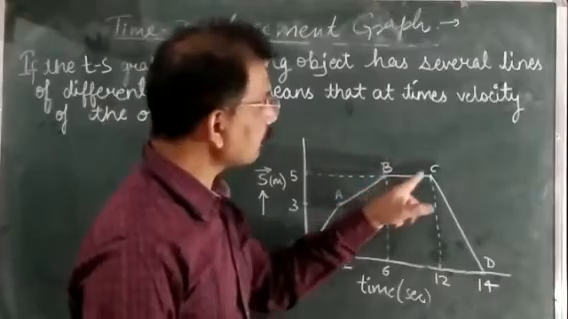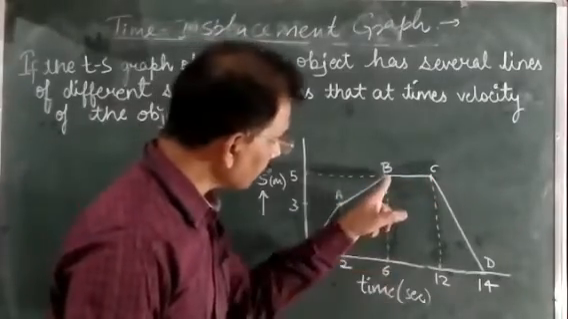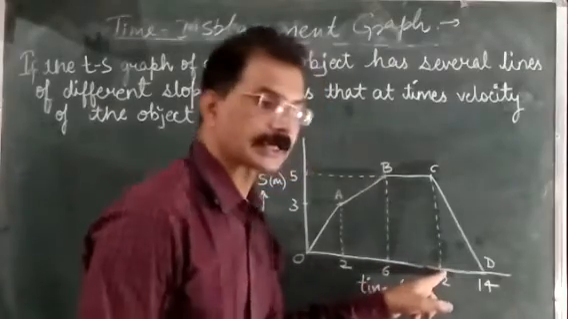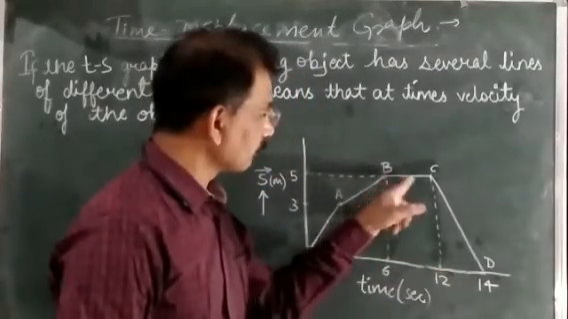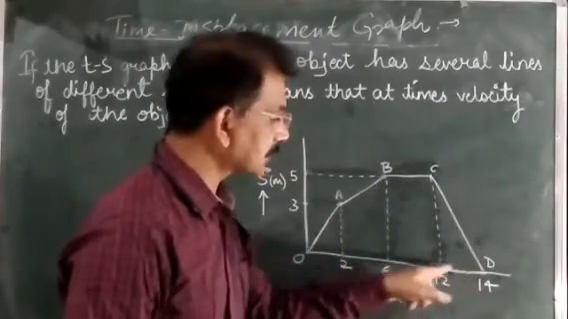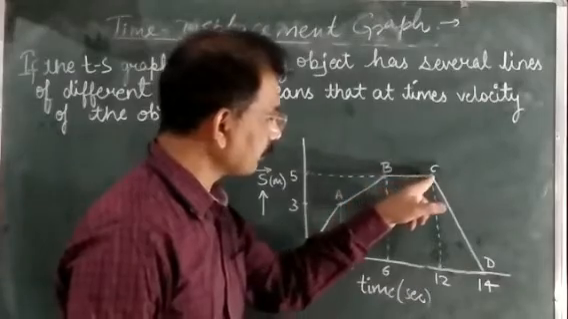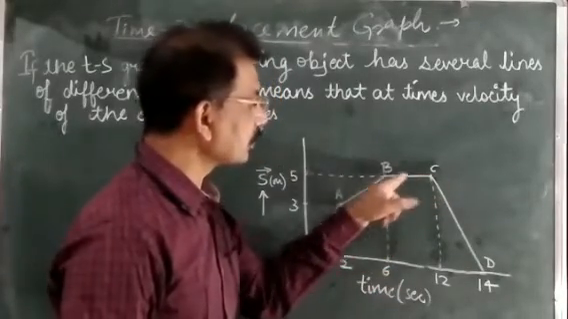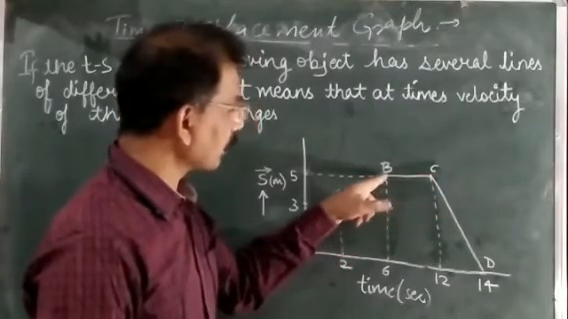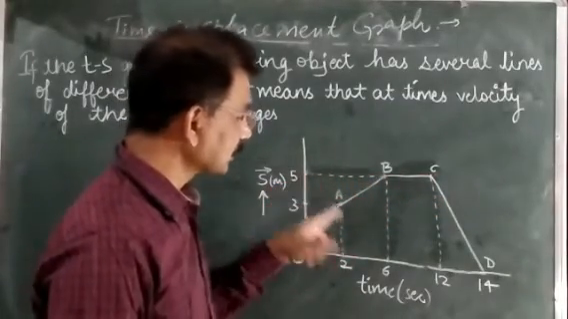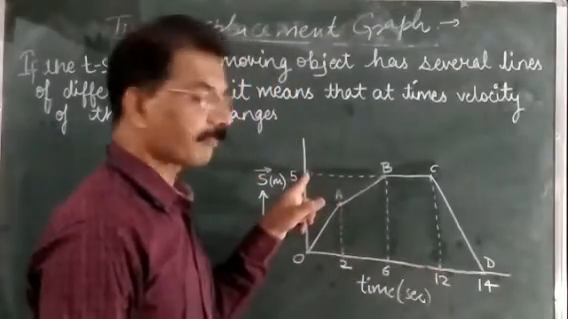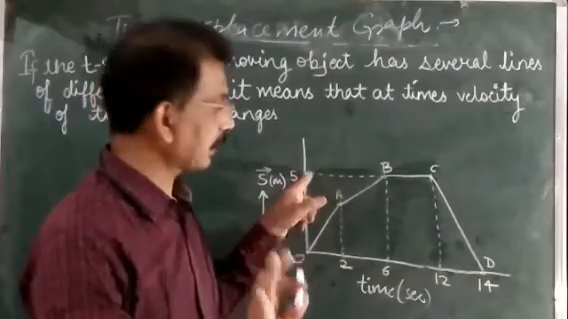Again, from B to C. B to C means B is at 6 seconds and C is at 12, from 6 to 12 seconds. From this, the line BC is parallel to the time axis. It means for BC, slope is 0. Slope is 0 means velocity is 0, and velocity 0 means you can say the body is remaining at rest. This means from time 6 seconds to 12 seconds the body is at rest at 5 meters, it will stay there.